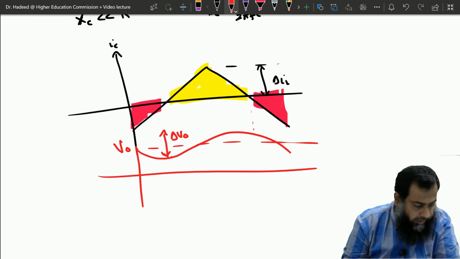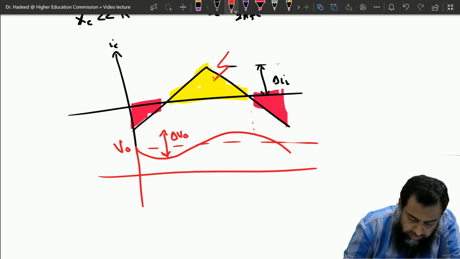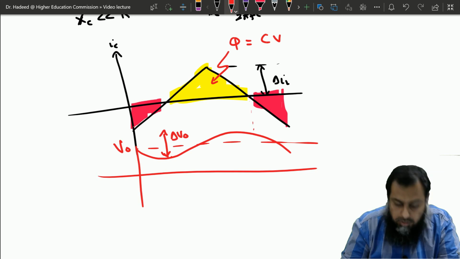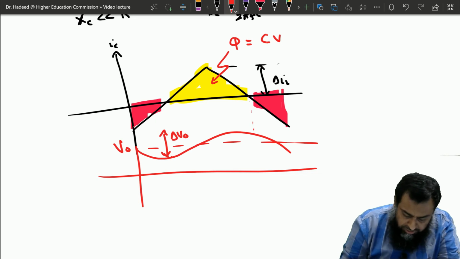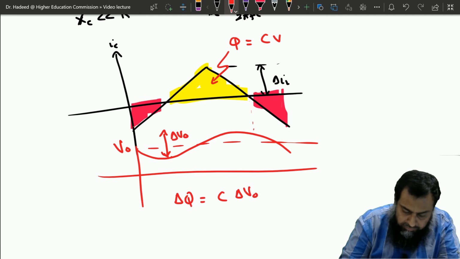Now if you notice here, what is the total charge Q enclosed here? Q is equal to CV, right? Q is equal to CV, and also we notice that the net change in the charge delta Q is equal to C into delta V, and this V is this V naught.